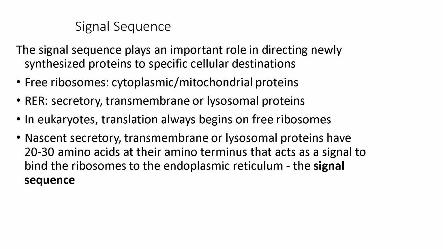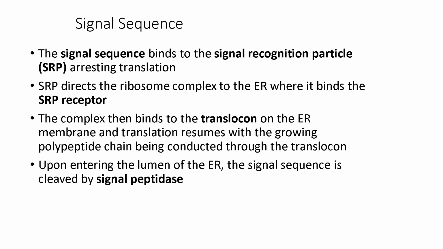In eukaryotes, translation begins on free ribosomes, but when the signal sequence is present, the ribosome is recruited to the ER membrane. The signal recognition particle, SRP, binds to the signal sequence, temporarily halting translation. The SRP then guides the ribosome to the SRP receptor on the ER membrane, where it docks with the translocon, a protein-conducting channel. Translation resumes, and the growing polypeptide is threaded into the lumen. Inside the ER, the signal peptidase enzyme cleaves the signal sequence, finalizing this stage of protein targeting.